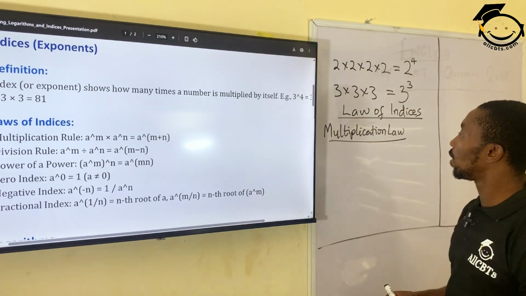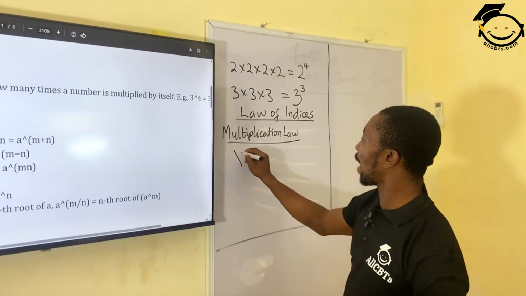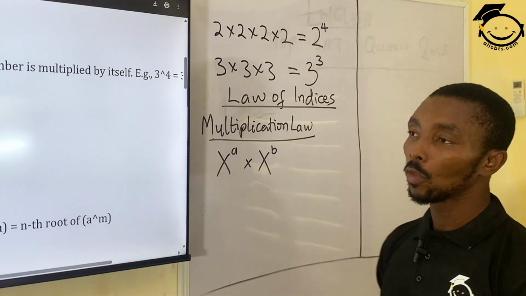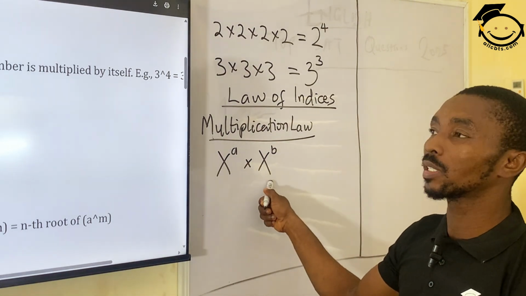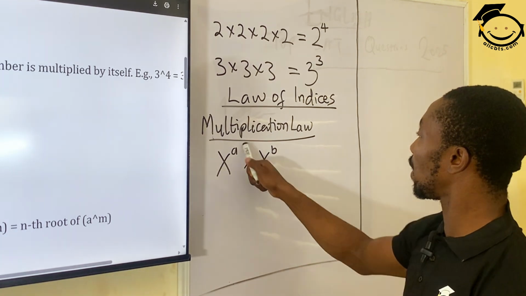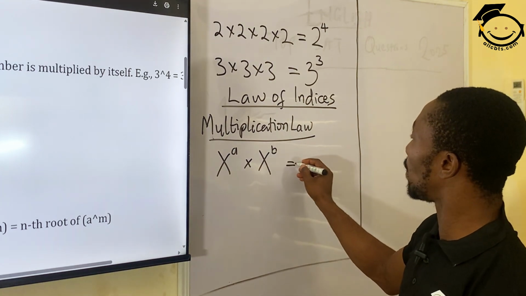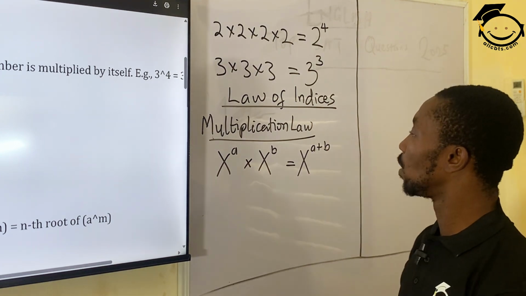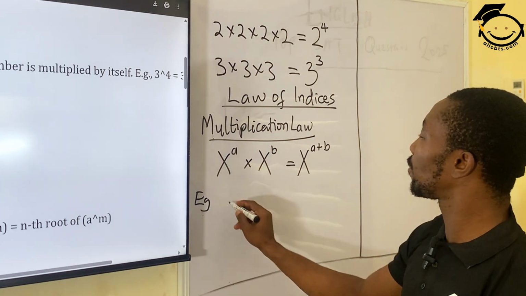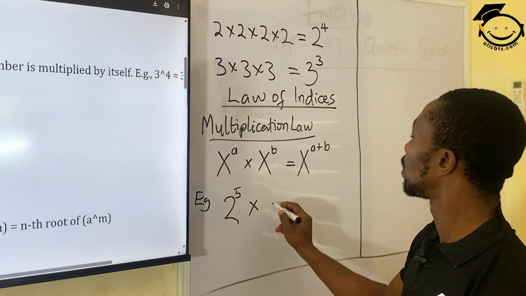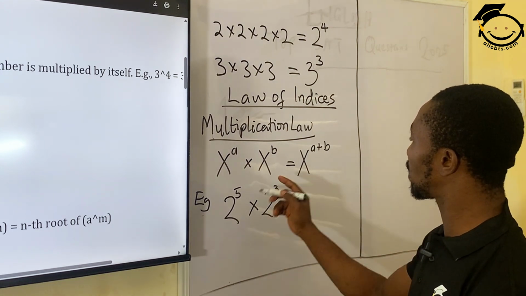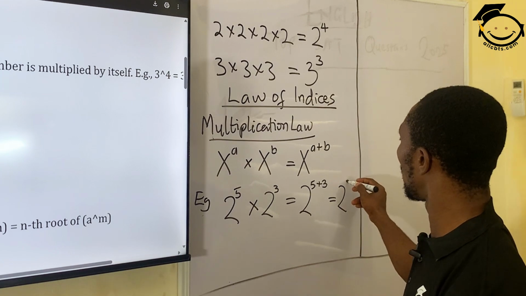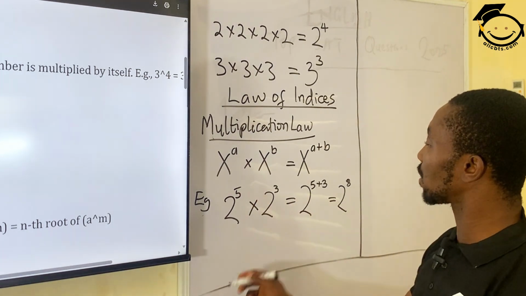Under the multiplication law, this law simply states that when you have x raised to the power a times x raised to the power b, notice that both have a common base. Since they are of common terms, this will become x raised to the power a plus b. Example, if we have 2 raised to the power 5 times 2 raised to the power 3, this can be rewritten as 2 raised to the power 5 plus 3, which will give us 2 raised to the power 8.